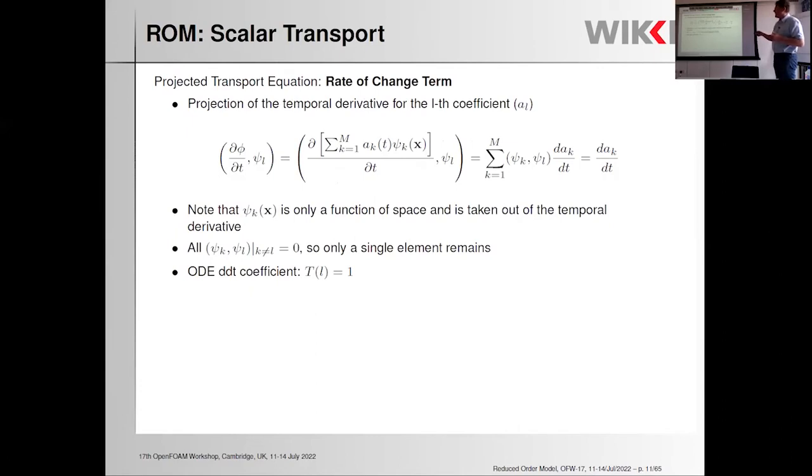Got it? So let's do it quickly, term by term. So the first one is d phi by dt multiplied by psi_l, which gives me the sum of a_k psi_k by dt multiplied by psi_l. psi_k is not a function of time. psi_l is not a function of time. psi_k multiplied by psi_l is 1 if k equals l, so that gives me a_k, and 0 for all the others. So my d/dt is basically da_k, because I know what these products are. We were lucky, this is an easy term.